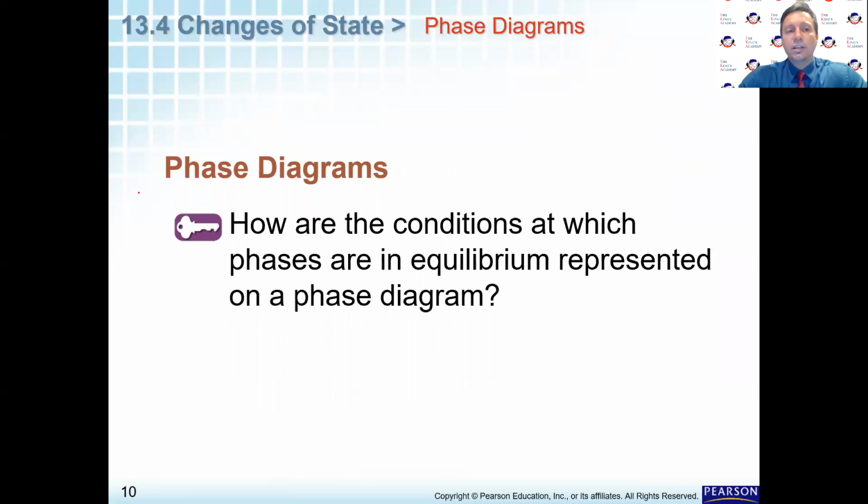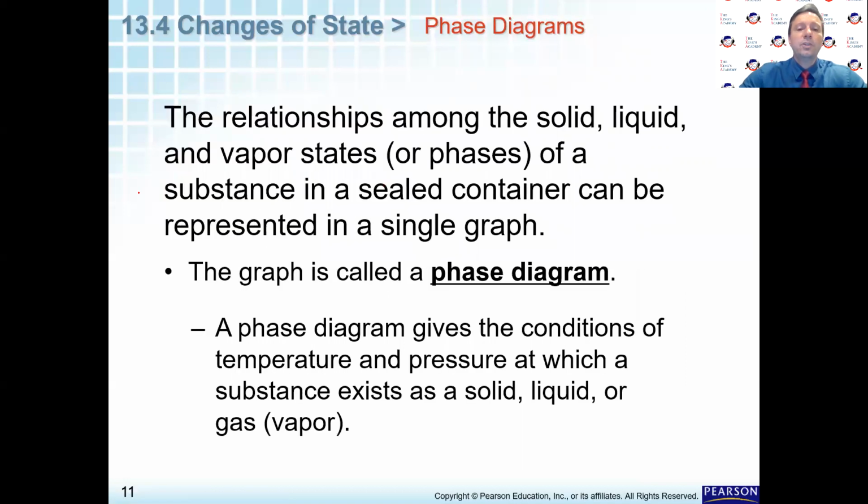This new lesson, which is 13.4 Part B, is phase diagrams. So you may think, what is a phase diagram? Well, we know the three phases, solid, liquid, and gas. So a diagram is going to show you all three of those phases. And it is a graph. It's a graph, and we're familiar with graphs already, but we're going to relook at and talk a little bit about a phase diagram. So when you talk about the relationship among solid, liquid, and the vapor state of any substance, it can be represented on a graph, and that graph is called a phase diagram.